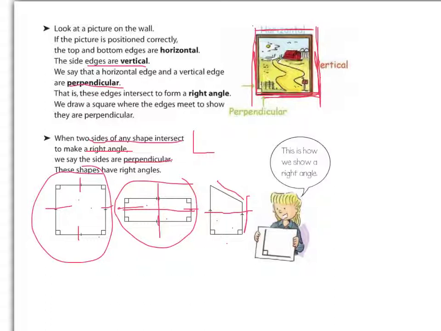So remember, we could talk about the way the sides intersect. We've added that now. We can also talk about the length of the sides, and we could also talk about the direction of the sides. So the way two sides intersect, the length of the sides, and the direction of the sides.